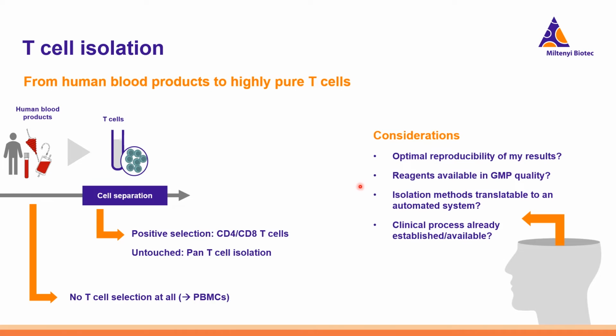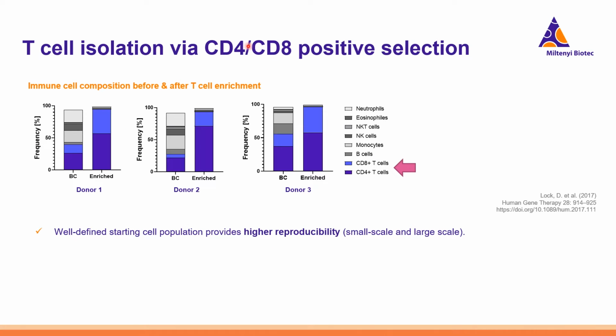Are the reagents available in GMP quality? So, for example, pan-T-cell isolation kit or CD4, CD8 microbeads. Is the isolation method translatable to an automated system? So if you go for PBMCs, is this translatable? And are the clinical processes already established or available? So is there a proven track record? Is someone already doing it? So we always go for CD4, CD8 positive selection, and I will also let you know why this is beneficial for the whole process.